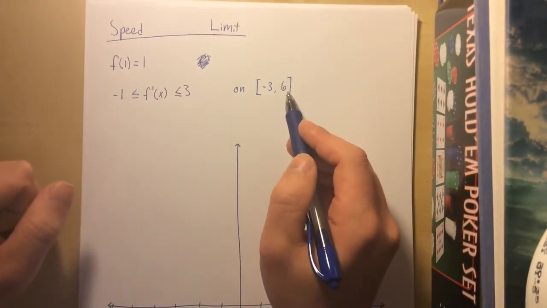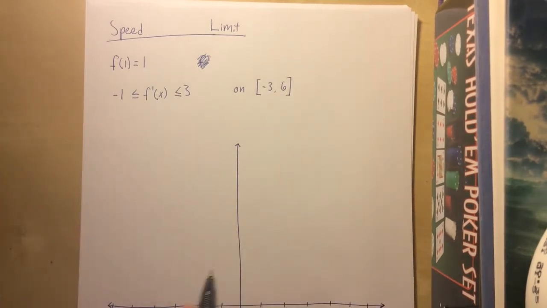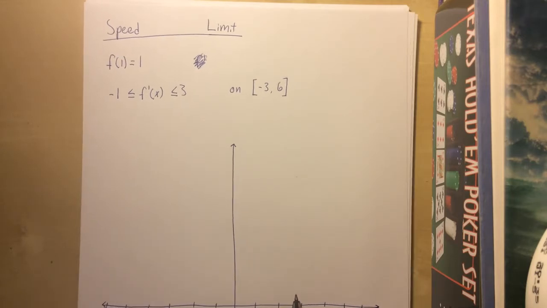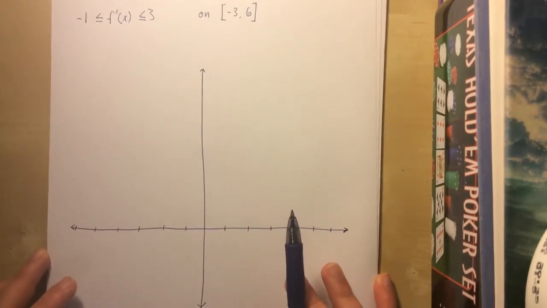So the question we're looking at when we're doing the speed limit is only the interval between -3 and 6, because outside of that interval, we really don't know what's going to happen, so we can't say anything about f of x. So let's go ahead and see what it looks like and what speed limit really means.